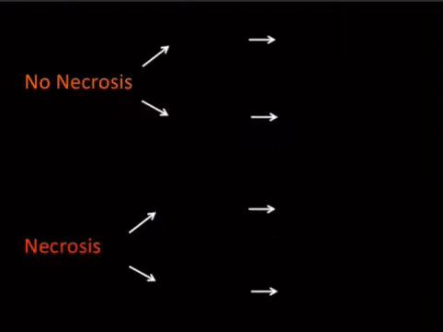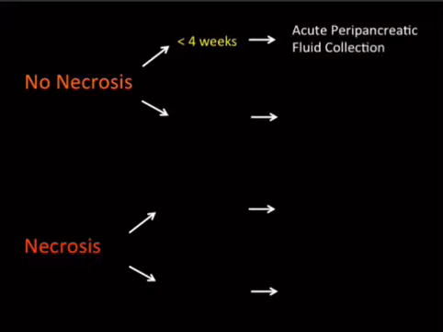So there are set vocabulary words. There are rules. There's this thing called the revised Atlanta criteria. A bunch of radiologists, GI people, whatever, get together and decide what vocabulary words we're going to use. So first thing is necrosis or not necrosis. And then you have time intervals, less than 4 weeks, more than 4 weeks. Less than 4 weeks is an acute peripancreatic fluid collection. More than 4 weeks, then you can call it a pseudocyst. Just think about it: it takes 4 weeks to get a rim around it, and then it's like a cyst. Before that, it's just fluid.